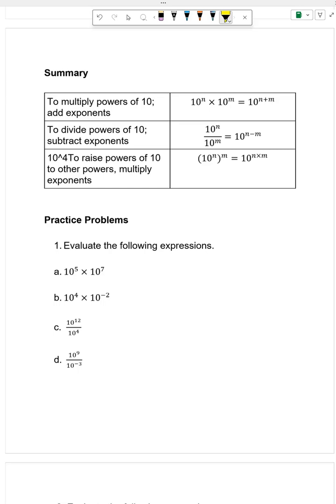Okay, so here's the summary. To multiply powers of 10, you add the exponents, right? So m and n are just placeholders for any number you want to plug in. So m could be 2, or n could be 2, m could be 3. Don't get messed up by my placeholders there. So if you have the same base, different exponents, you just add. To divide powers of 10, you subtract exponents. So you always take the top one and you subtract the bottom one from it, okay?